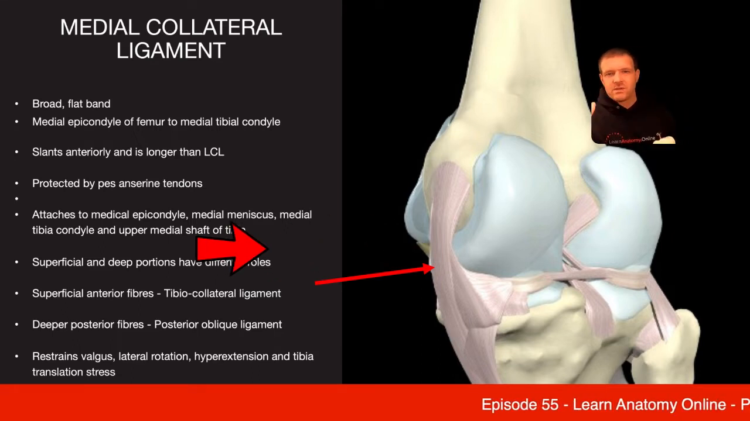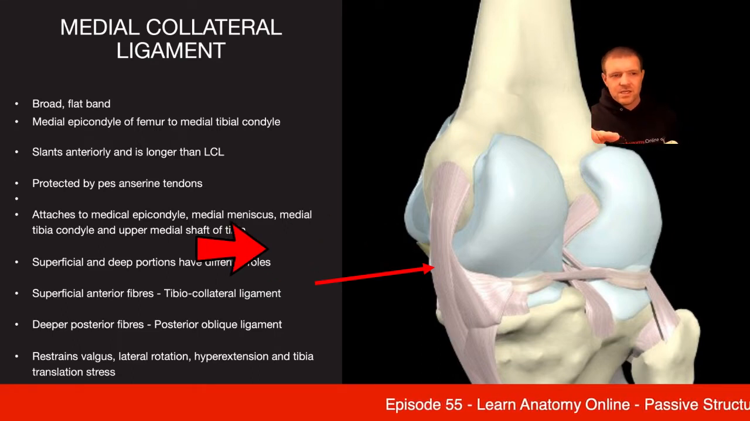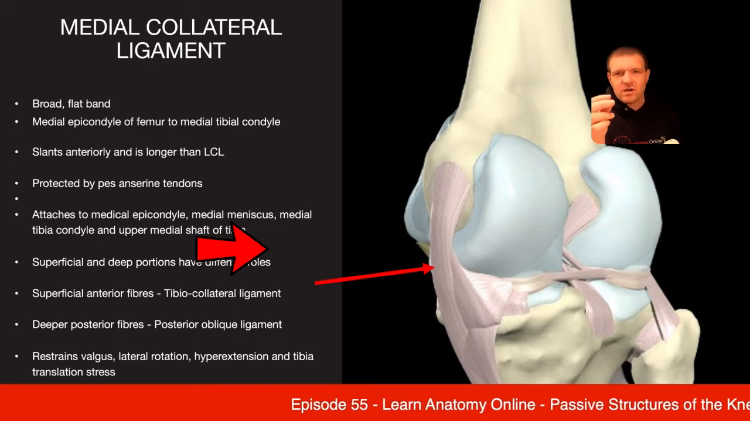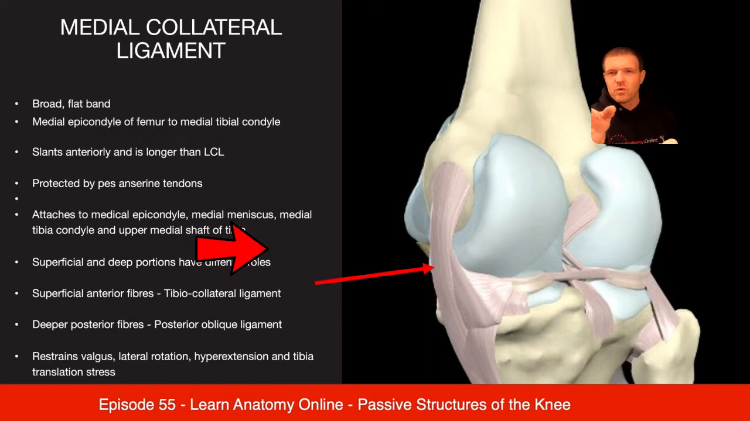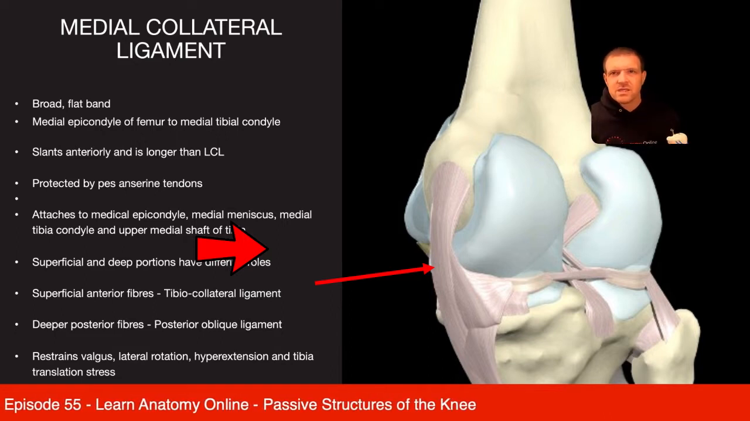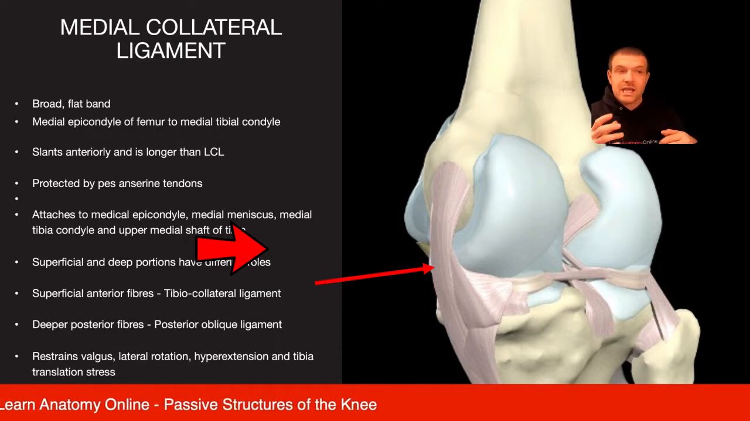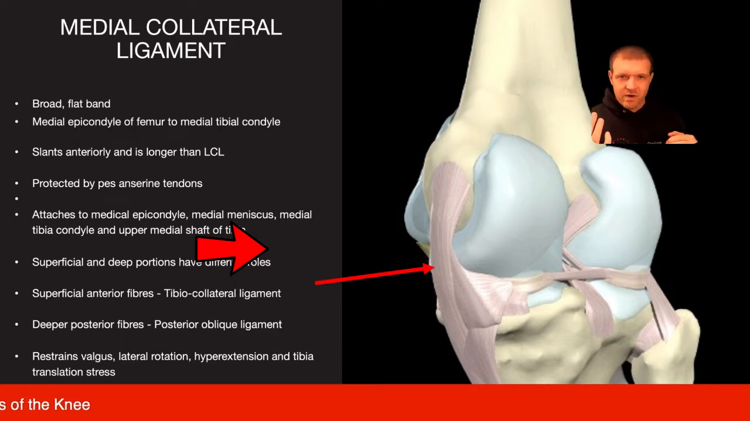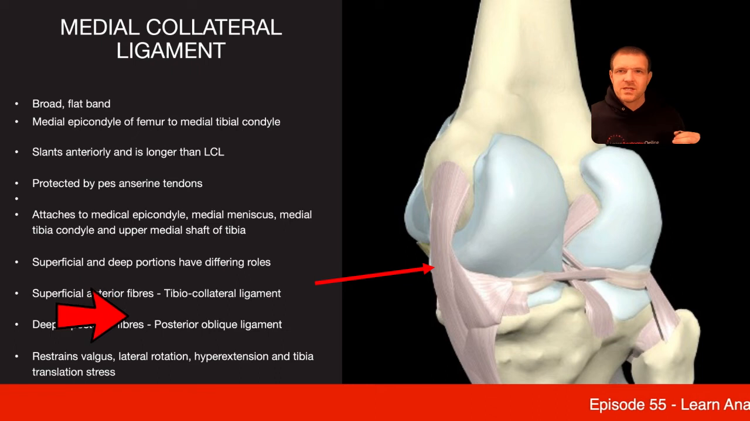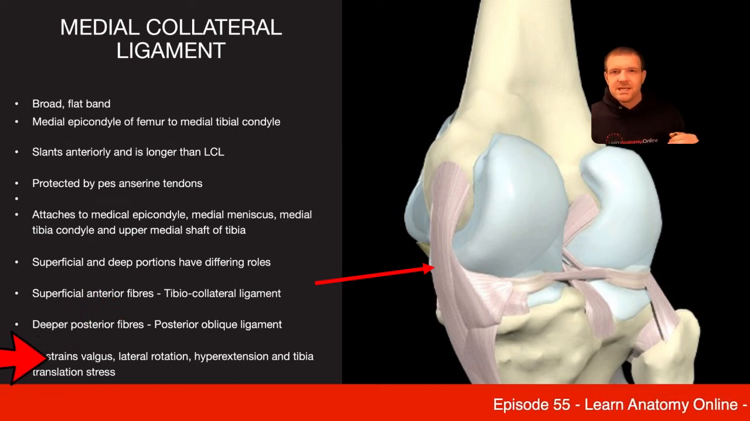When you see it on the cadaver in a second, it's very hard to distinguish between the two fiber directions. They all kind of meld into one. So if somebody injured it, you would never be able to do a test to go, oh yeah, that's the posterior oblique fibers that are causing the problem. We just wouldn't know. Okay, so yeah, it's interesting to know, but we wouldn't know how to test that.